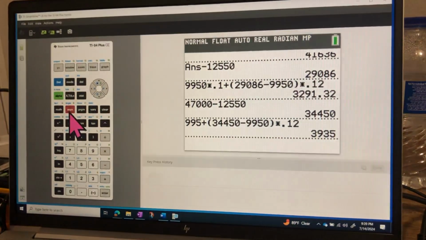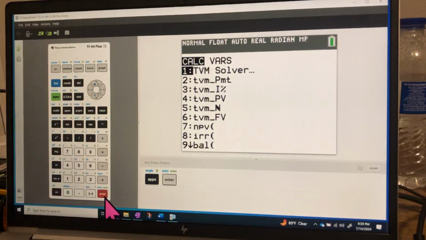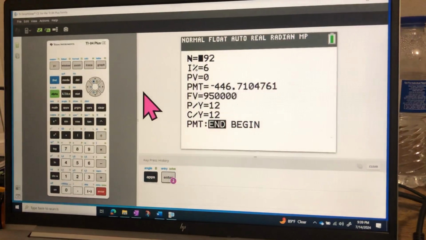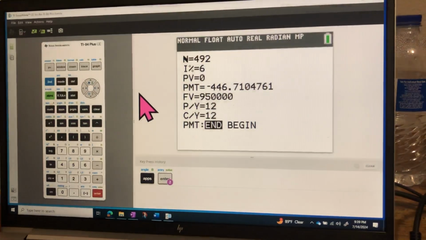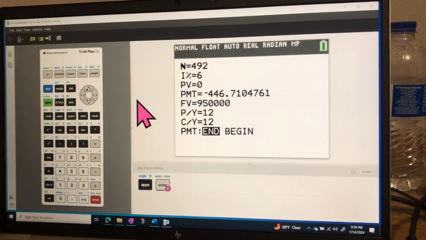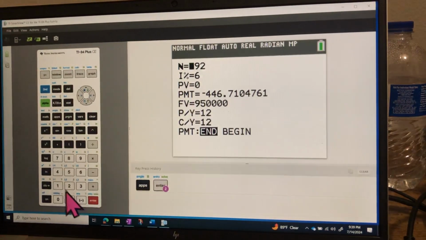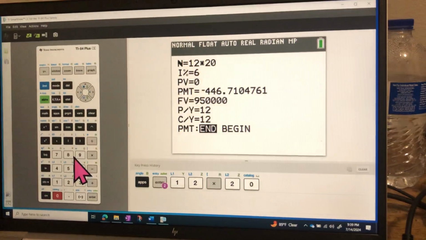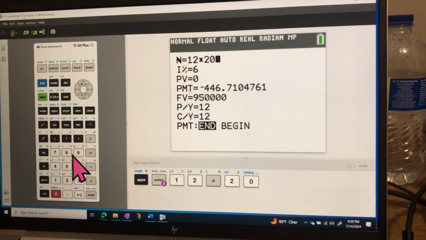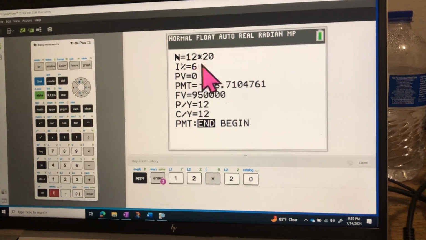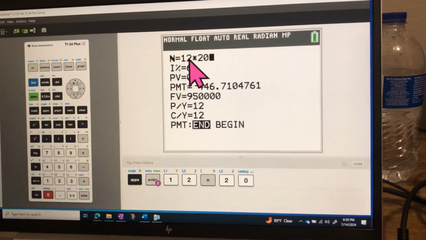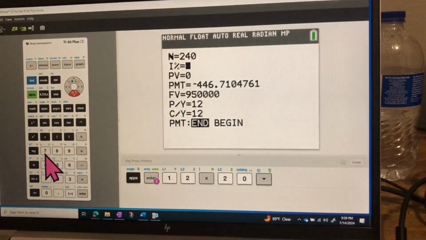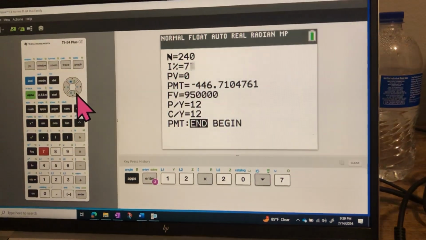Let's go to Apps, Finance, TVM Solver, and the first entry is the total number of payments over the lifetime of the mortgage. So it's 12 times a year multiplied by 20 years. If you choose the 20-year 7% option, then you pay that many monthly payments. I% is the annual interest rate, which is given as 7%.